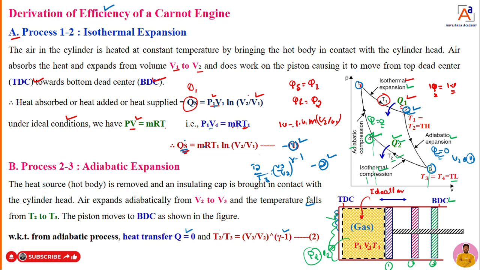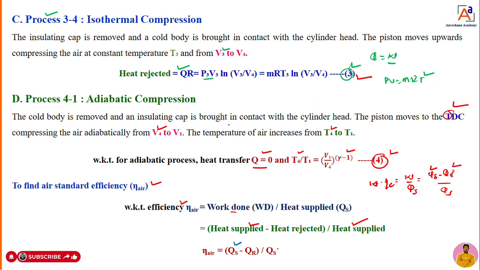What is the equation? QS is equal to, equation number 1, QS is equal to MRT1 ln of V2 by V1. Okay, so now QS is done. What is QR? Somewhere else we have written QR also. You can see here now. QR is equal to heat rejection is equal to, equation number 3, MRT3 ln of V3 by V4. Now substitute the values of QS and QR in the efficiency equation.